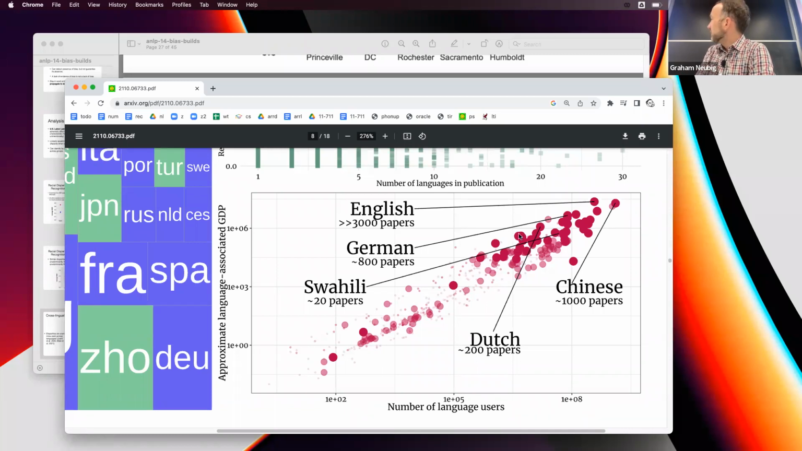If you only take things that are approximately equal vertically, you're talking about languages that have approximately the same number of speakers, but differing GDP depending on how high they are on this graph. What you can see is that as you go down vertically, even if you control for the number of speakers, the languages with lower per speaker GDP have fewer NLP papers based on them. Basically, economic factors are playing a very important role in whether people do NLP work in a language, irrespective of the number of people speaking it.